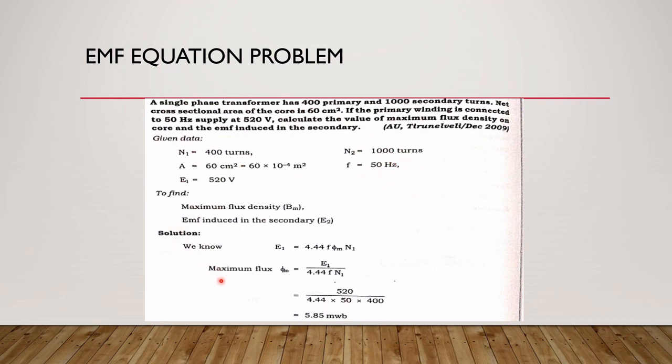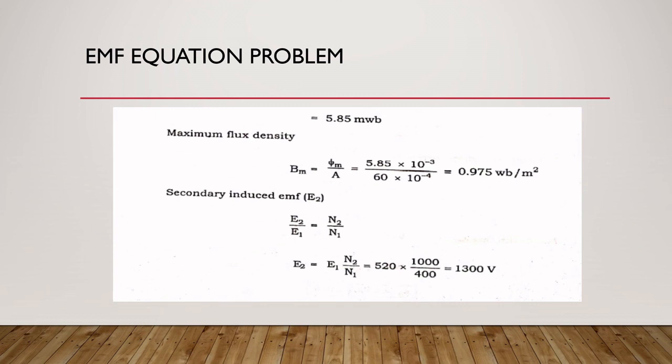In order to find the value of maximum flux density and induced EMF, we know the formula of induced EMF, that is 4.44 into F into phi m into N1. For the maximum flux density, we first need phi m, the flux across the core. That is phi m equals E1 divided by 4.44 into F into N1. If we substitute all the values, we will get the phi m value. From the phi m value, we can get the maximum flux density, Bm.